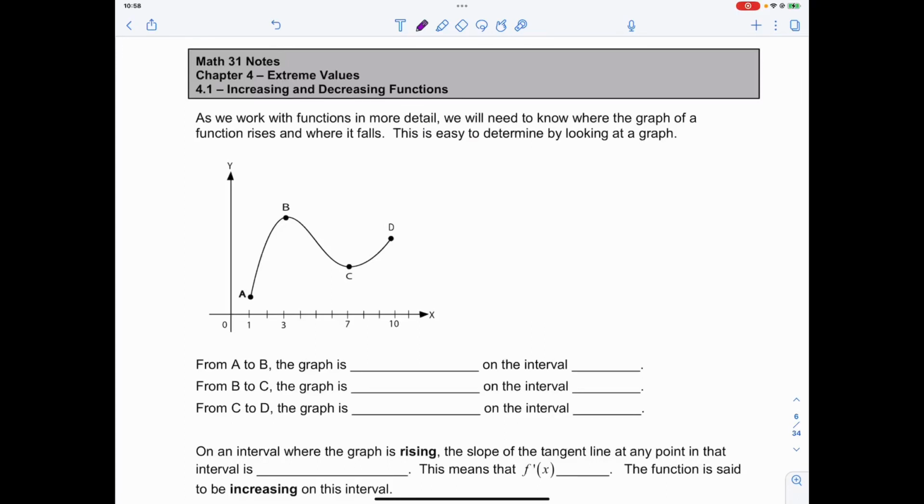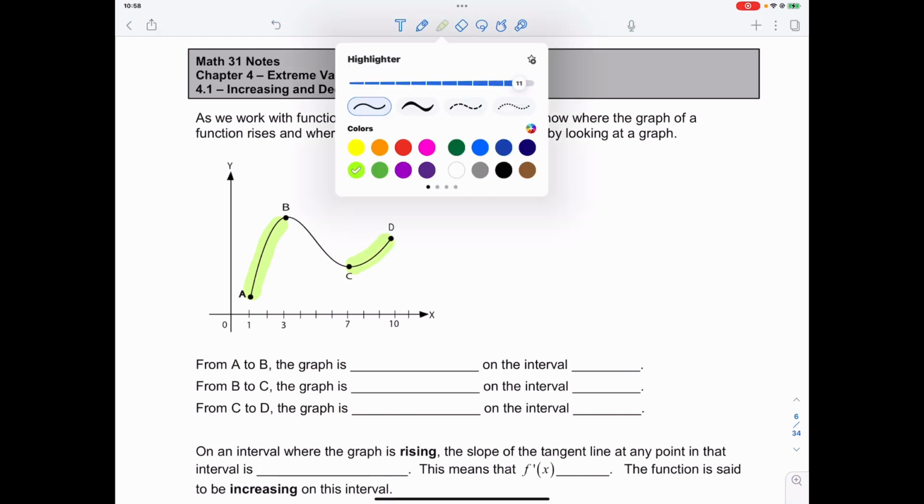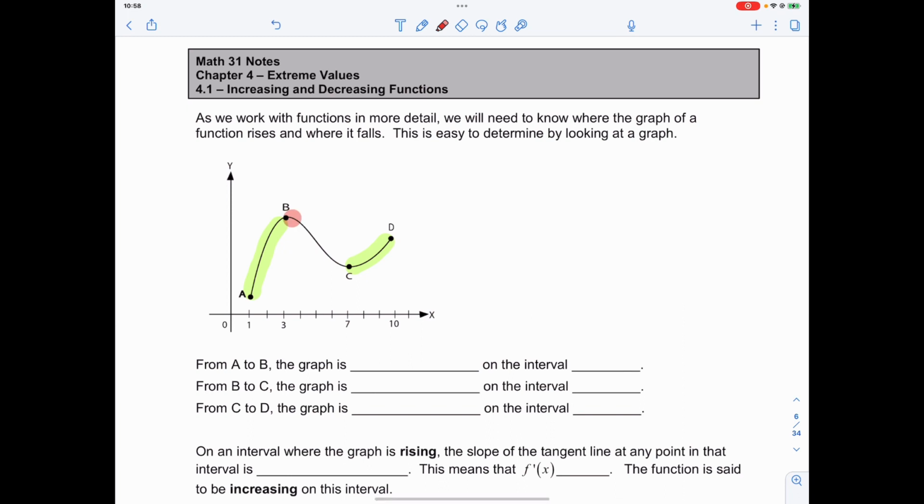Okay, for this lesson, we're going to take a look at increasing and decreasing functions. As we work with functions in more detail, we'll need to know where the graph of a function rises and where it falls. This is easy to determine by just looking at a graph. We can clearly see that in this section from A to B, the graph is increasing as it goes to the right. Same thing, C to D, it is increasing as it goes to the right. And between B and C, it is decreasing as it goes from left to right.